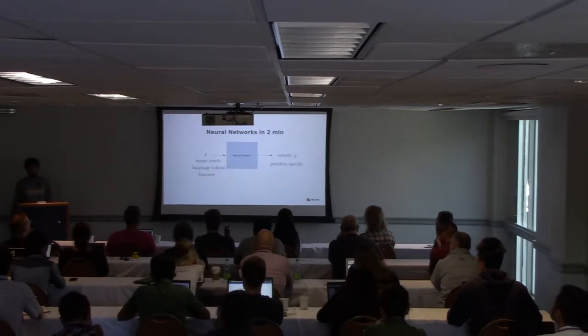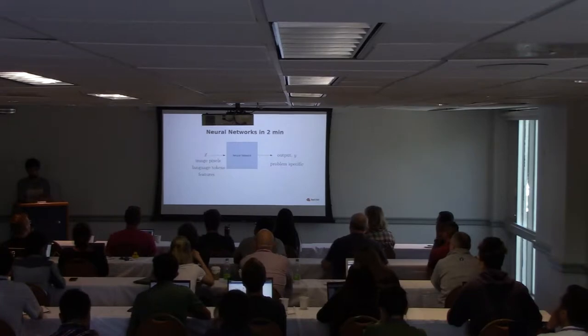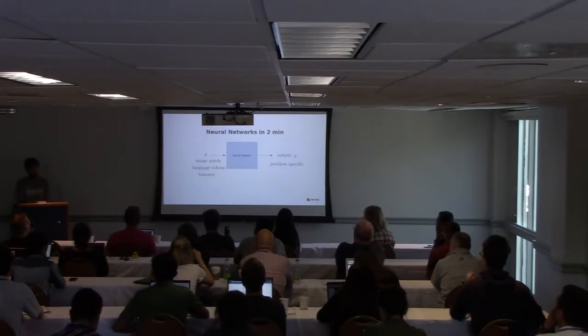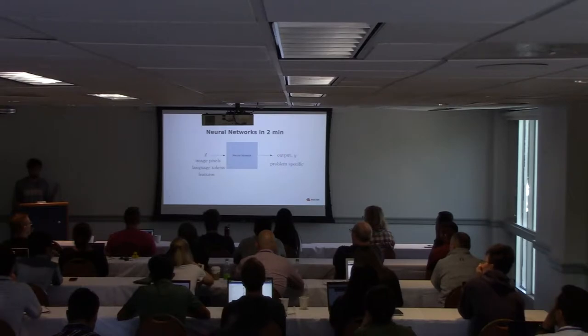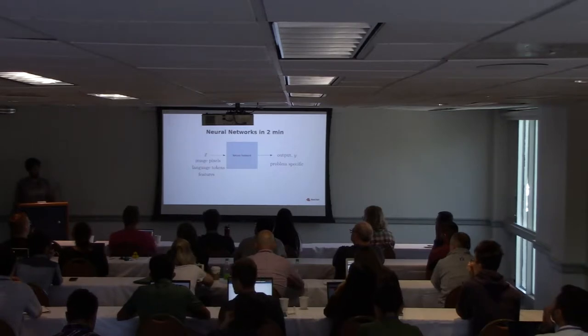So what's a neural network? Well, what's a model, right? So in this case, we are looking at supervised learning just for these 2 minutes. That's that blue box in the center. Can be any statistical model. It has one job in life. Takes an input, which is X. X can be pixels from an image. It can be tokens from a language, words or characters from a piece of text. It can be any features.